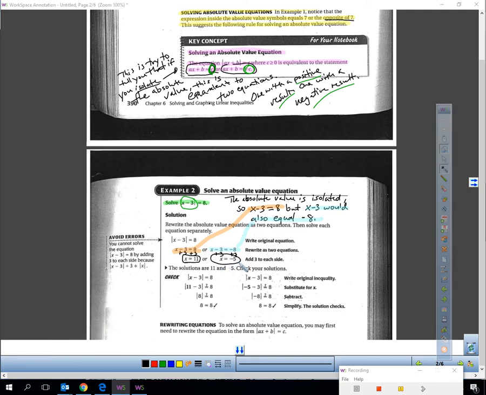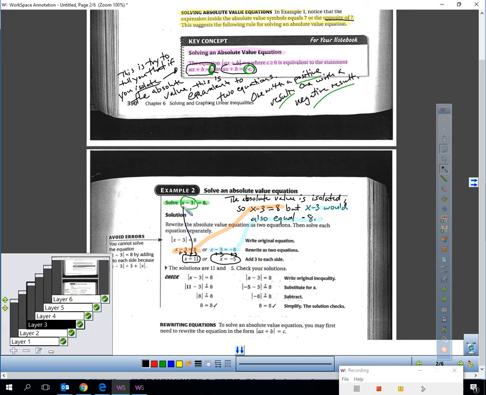Let's check real quick and see if these two answers actually work. Let's go back here. 11 minus 3 is 8. Is the absolute value of 8, 8? And I hope you're shaking your head, yes it is. 8 is 8 away from 0.